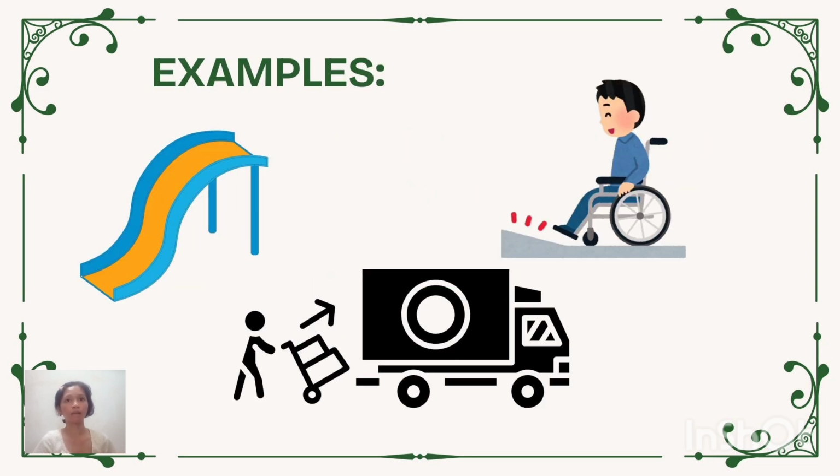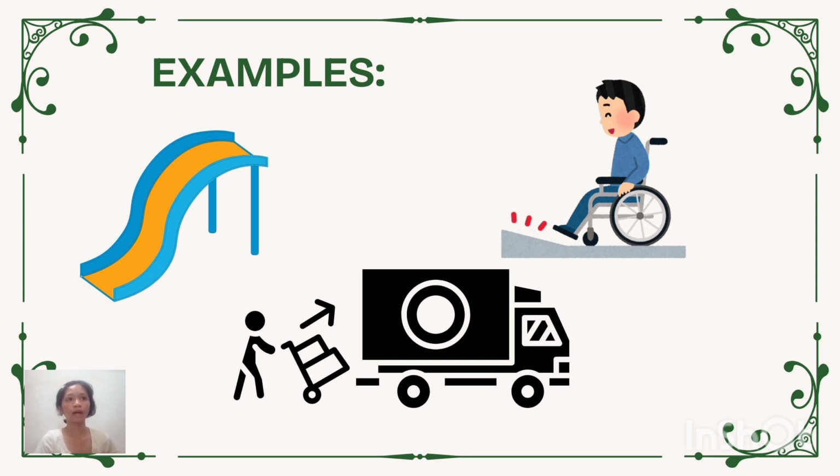So here are the common examples of an inclined plane. We have a slide, loading platforms, and slope roads or ramps. As you can see, the common difference is that it is at an angle. Right, if you go down a slide, you don't drop straight down, you go along the angle. So that is an inclined plane.